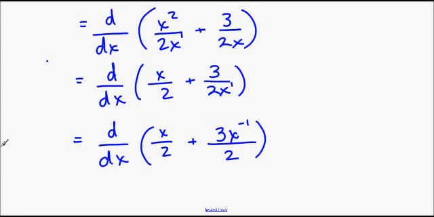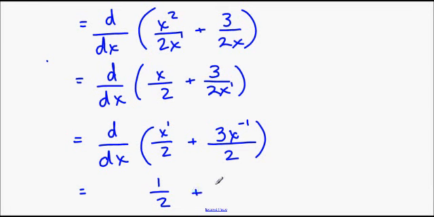Okay. So now we can get started. I'm going to take the derivative of the first term, and this is x to the first. When I bring down that exponent, I have 1 over 2 is still there, and I have x to the 0, which is 1. So I'm just going to leave that as a 1/2.